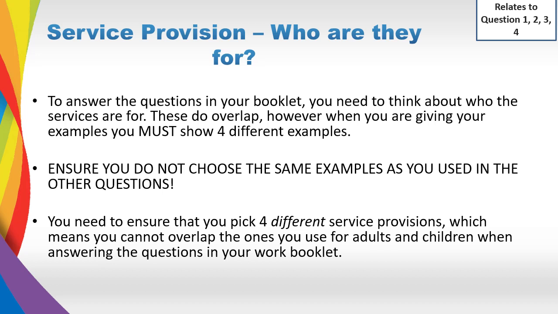The reason why I'm asking who they are for is so that you are not overlapping. You've got 2 sets of questions on this: questions 1 and 2 relate to adults, and questions 3 and 4 relate to children. What I don't want you to do is to use the same 2 examples and say, well, adults can go to the GP and children can go to their GP. I know they can, but your criteria asks for 4 different examples. So to be able to pass your course, please make sure you do 4 different examples on these questions.